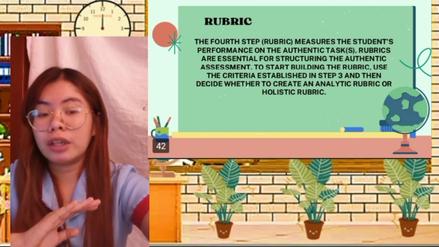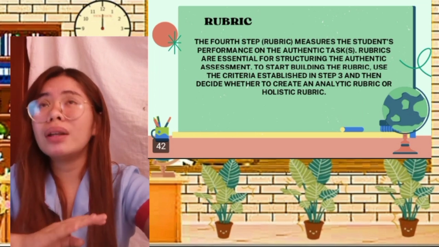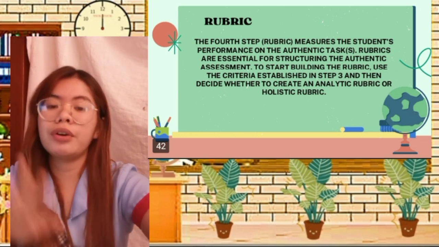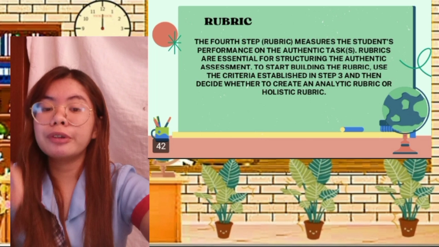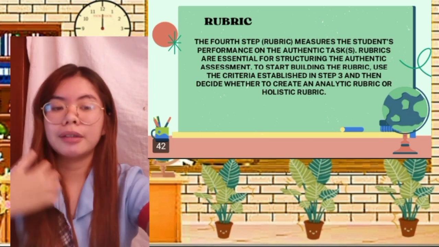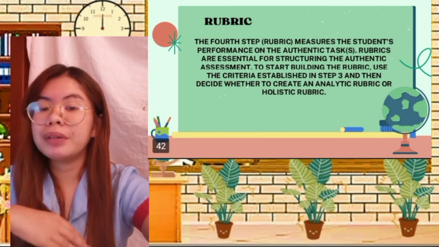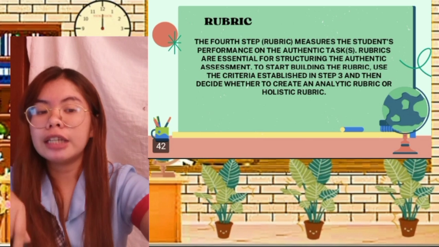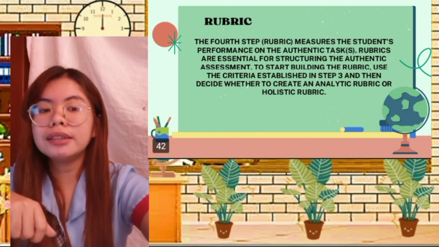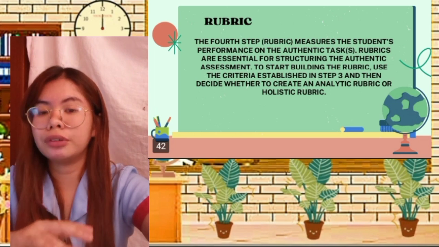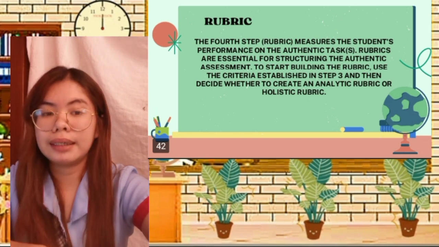So, question. What is the difference between holistic and analytic rubric? You can answer, or you can put your answer in the comment section below. So going back, an analytic rubric is used when the performance will be evaluated by each criterion, while a holistic rubric is used when all the criteria are evaluated together or holistically.